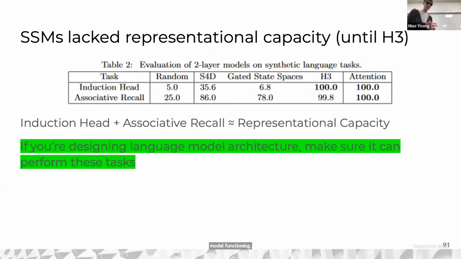And the problem was that SSMs lacked representational capacity, at least before the H3 paper came out. So I guess the main takeaway here is that the induction head and associative recall is basically the representational capacity of your model. If you want to create an architecture that works, you have to make sure that it can perform these two tasks.